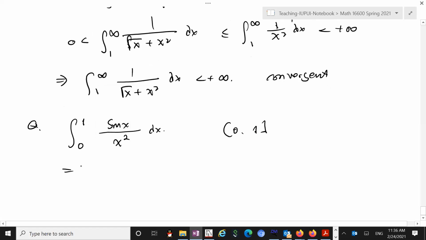By definition, right, this is going to be the limit of the integral from c to 1 of sine x over x squared dx, okay?